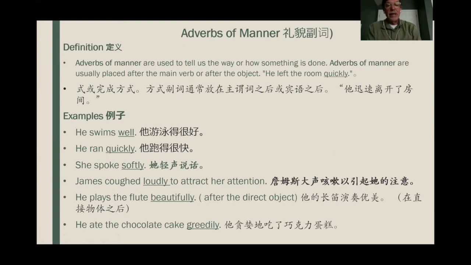James coughed loudly to attract her attention, ly. Loudly coughed. He plays the flute beautifully. It's after the direct object in this case. Beautifully is the adverb. He ate the chocolate cake greedily. Greedily is the adverb. We don't generally use that term, greedily, but it was an example I found.